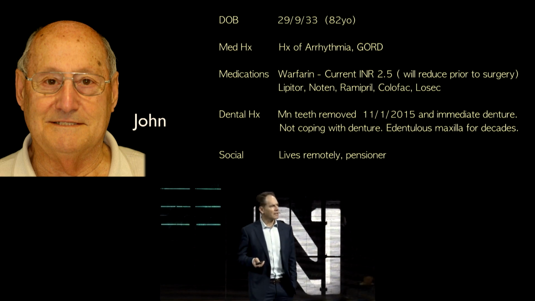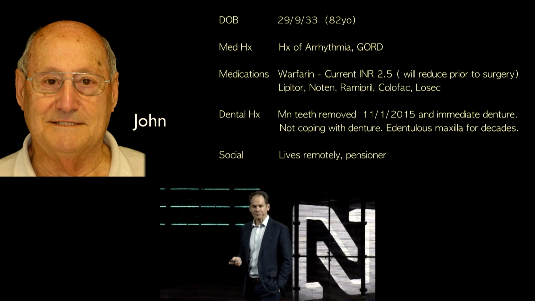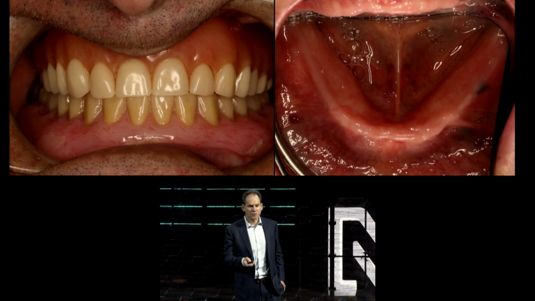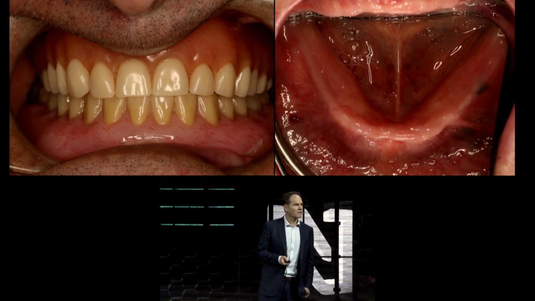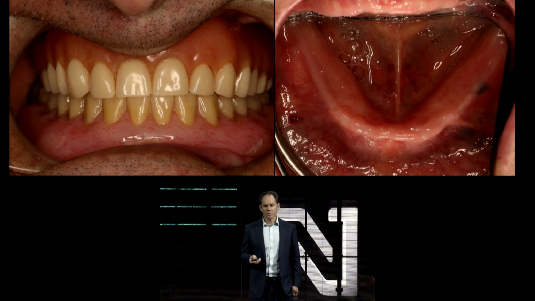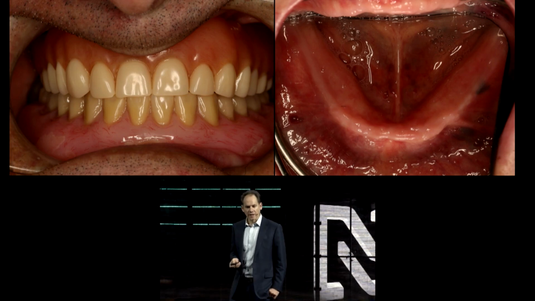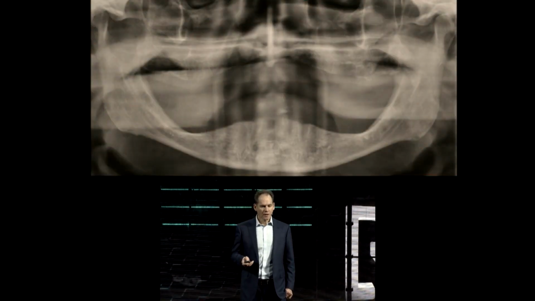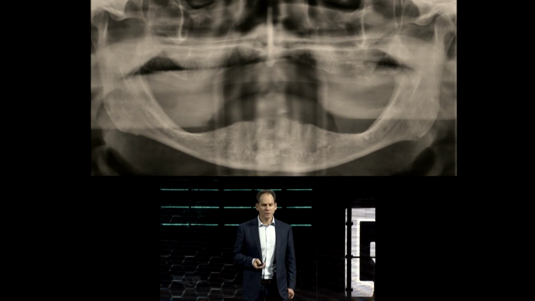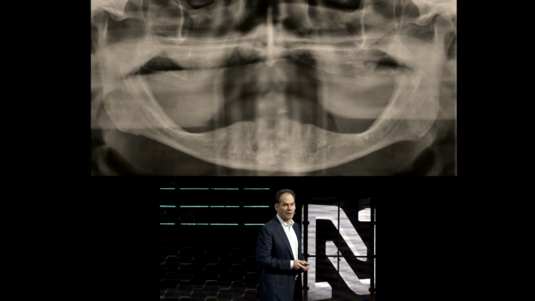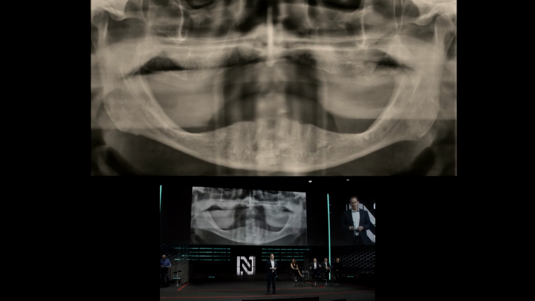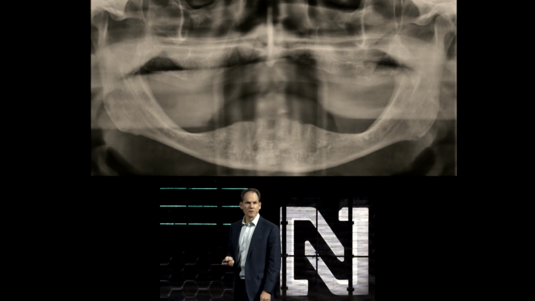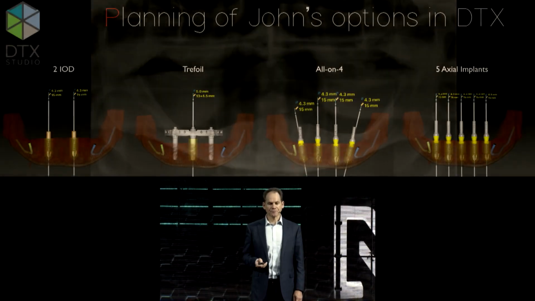Socially, he lives quite remotely, and he's a pensioner, which means he doesn't have a lot of money. So you can see here his recent denture that was provided somewhere else, and he's also got a maxillary denture, which he's very happy with, and he's got a typical sort of relatively recently extracted lower arch. When we look at his OPG, he's got typically quite a lot of bone interforaminally, and resorbed bone in the posterior region after having lost his posterior teeth quite a number of years ago. And then the maxilla has a typical sort of combination syndrome type of appearance to it.